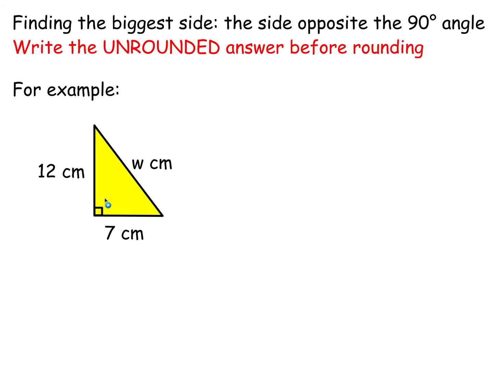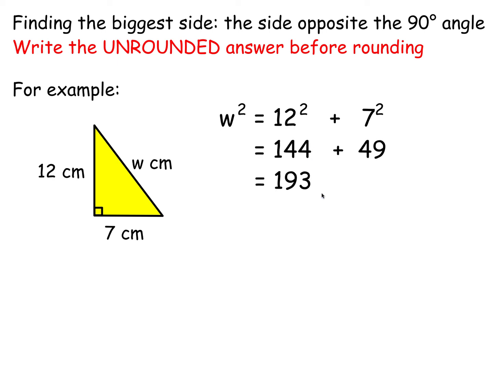Here W is the hypotenuse, it's opposite the right angle. W squared equals 12 squared plus 7 squared. Follow that through: 12 12s, 7 7s, add them together. W squared is 193. To get W on the calculator, square root 193.